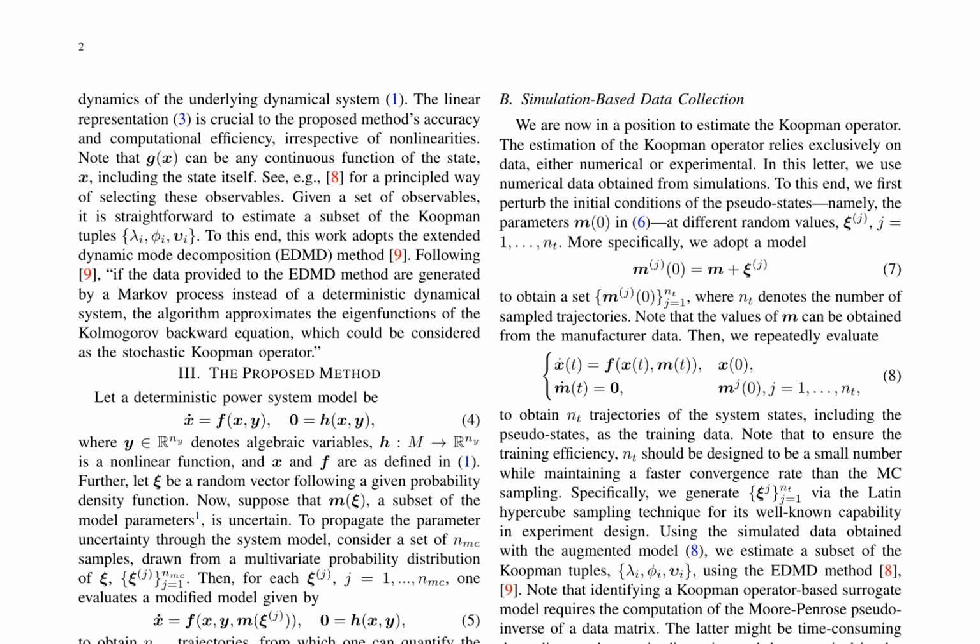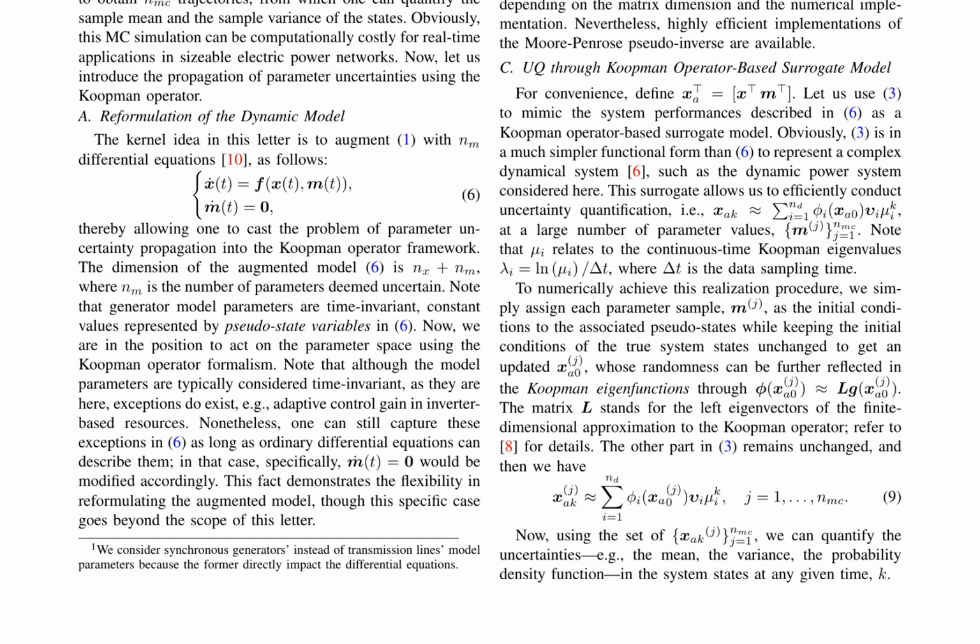To achieve this, each parameter sample is assigned as initial conditions to the associated pseudo-states, while keeping the initial conditions of the true system states unchanged. This process reflects the randomness in the Koopman eigenfunctions, which are then used to quantify the uncertainties in the system states at any given time.